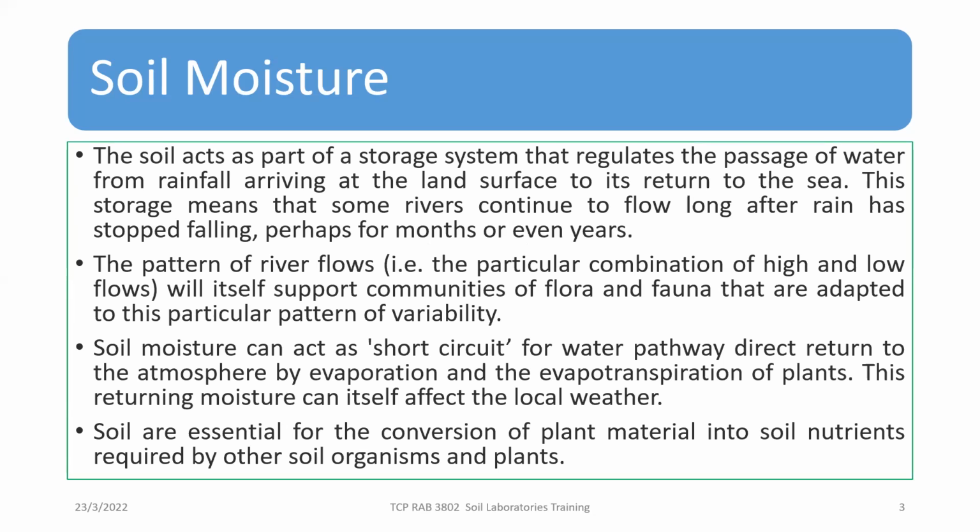Also, the importance of soil moisture: it works as a storage system that regulates the passage of water from rainfall arriving at the land surface to its return to the sea. If there is no soil or there is no storage of water, the runoff will be very high. So most of the water that comes from the rainfall will go to the sea or the lakes. But the soil works as a storage system. And this storage means that some rivers continue to flow long after rain has stopped falling, and perhaps for months or even years.